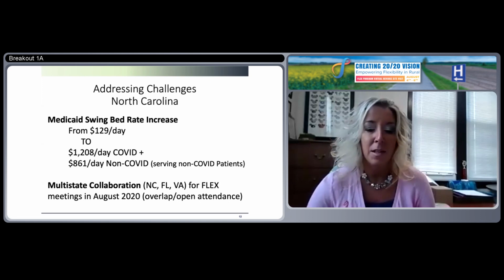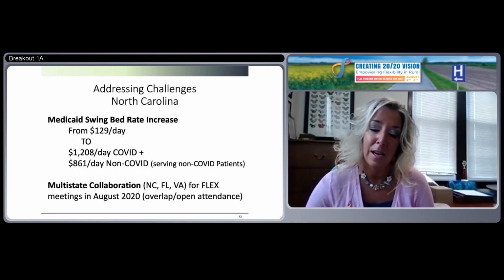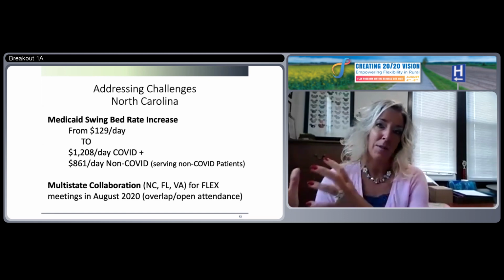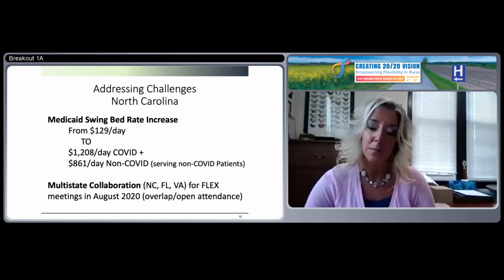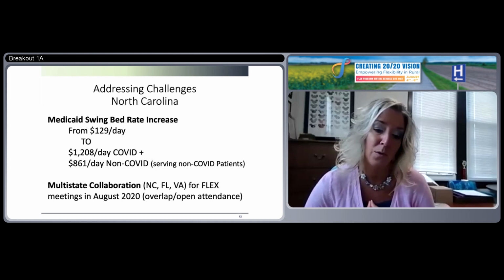So is Medicaid. So with COVID, we worked really hard to get an increase for our swing bed rate. It went from $129 a day to $1,200 a day if a critical access hospital is treating a COVID patient, and $861 a day if a critical access hospital is treating a non-COVID patient. So what this is helping us do is, if there's a surge at the large facilities, it allows them to transfer patients when appropriate to the critical access hospitals to free up their beds, and it makes sure that the critical access hospitals are kept whole for that. So we're proud of that.